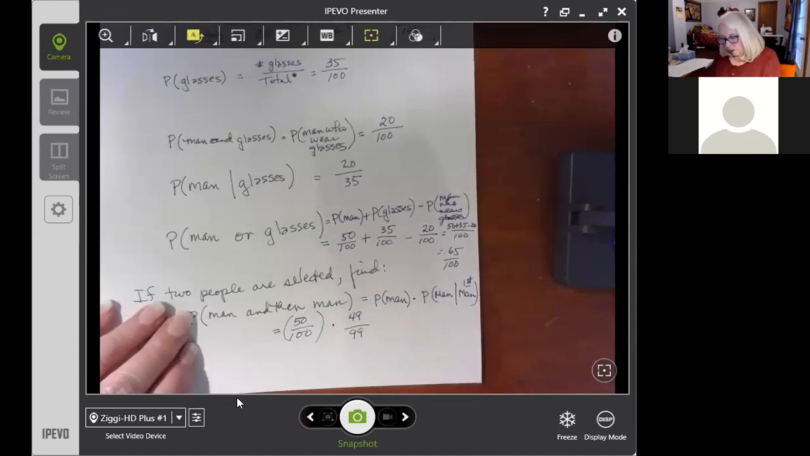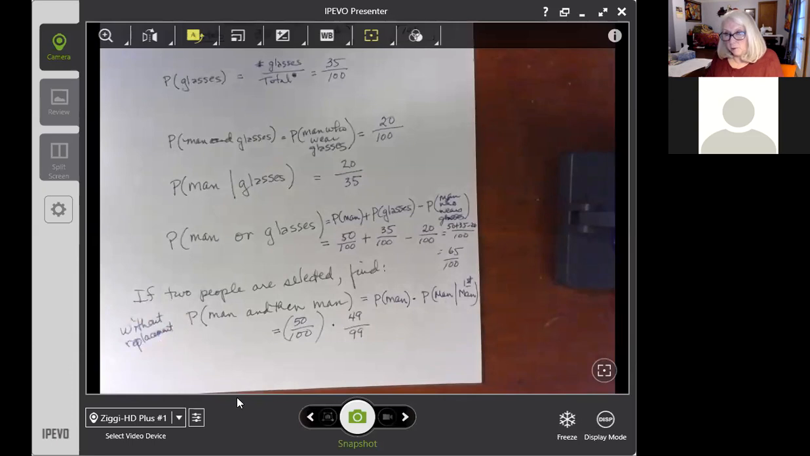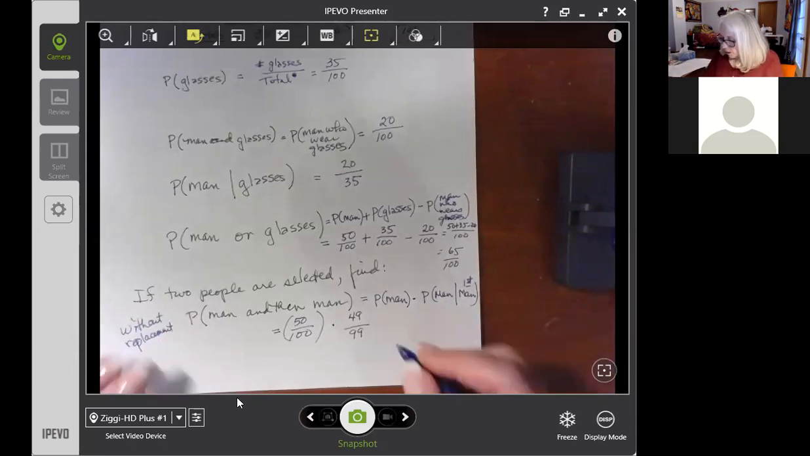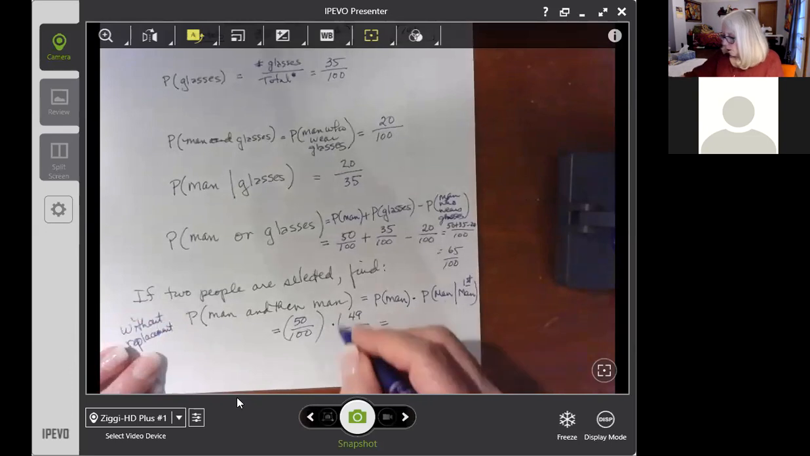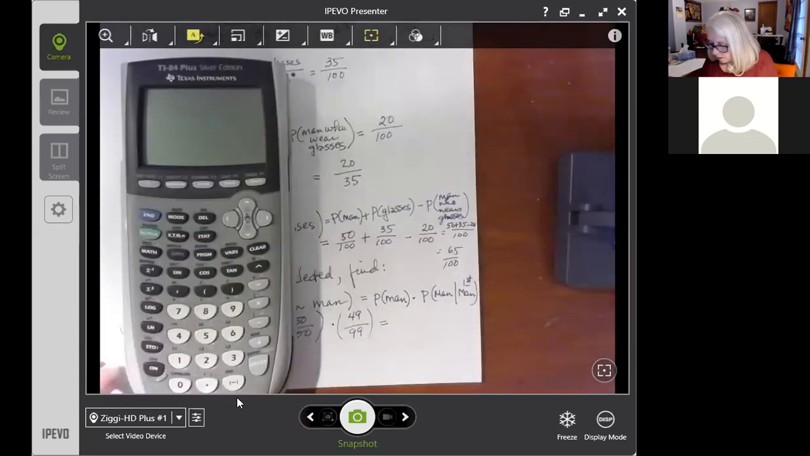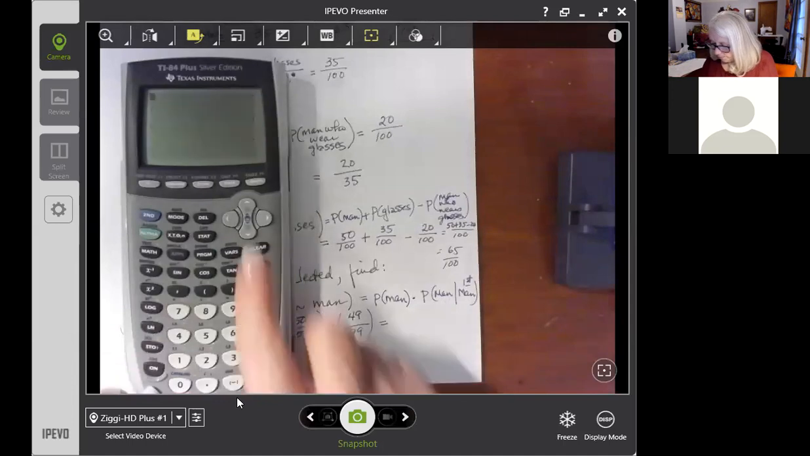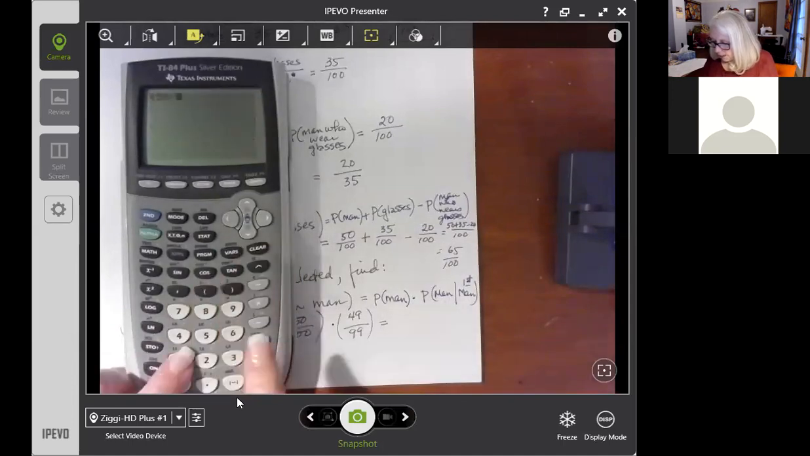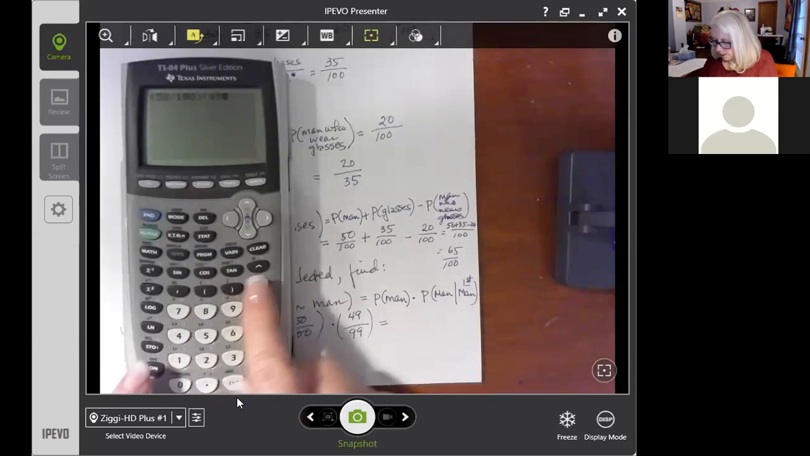Again, it's because a piece of paper with a man's name out of the 100 has been selected in the first go and set aside. Now there's only 99 names in the hat and only 49 of them are men. And so this is your multiplication here, and if I do that on the calculator, it's 50 out of 100 times 49 out of 99.